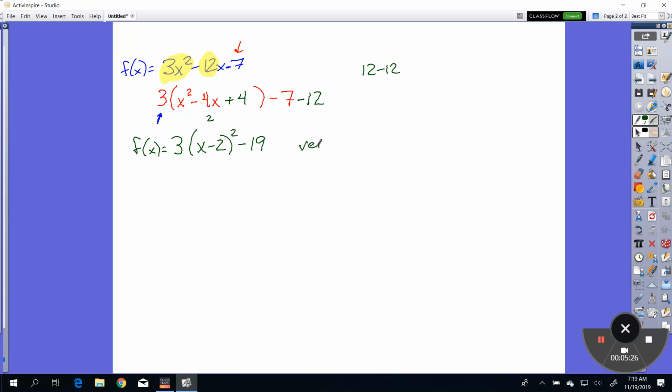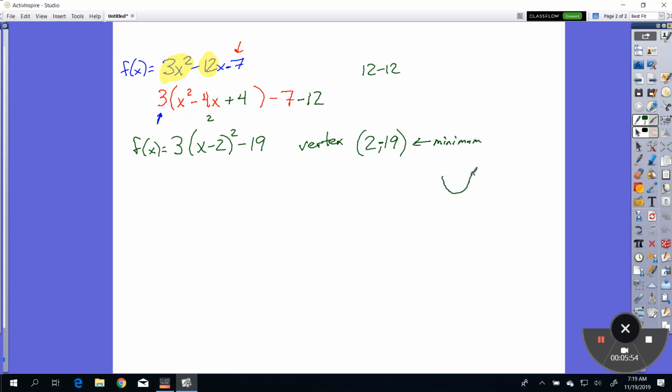So the vertex is where? Positive 2. So it's always backwards of the sign inside. Does this open up or does it open down? Up, because the 3 is positive. So since it opens up, this therefore is a minimum.